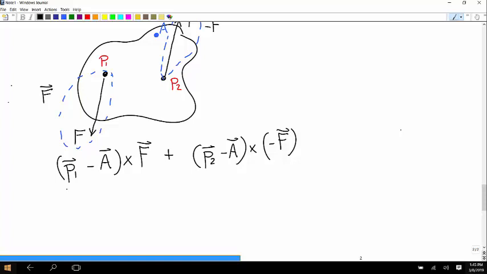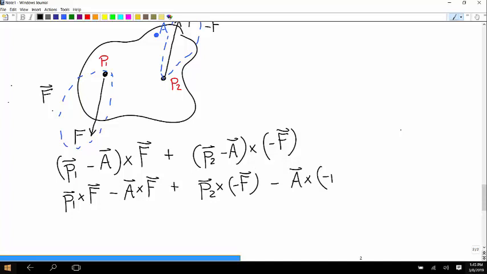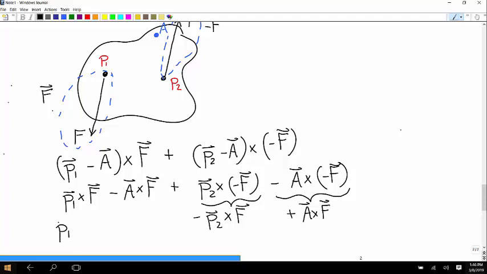And now you can distribute that through. You can do that with a cross product. So you get P1 cross F minus A cross F plus P2 crossed with negative F minus A crossed with negative F. And then you can rewrite these as minus P2 crossed with F. And this one is plus A cross F. These two, I guess I'll just carry down here.